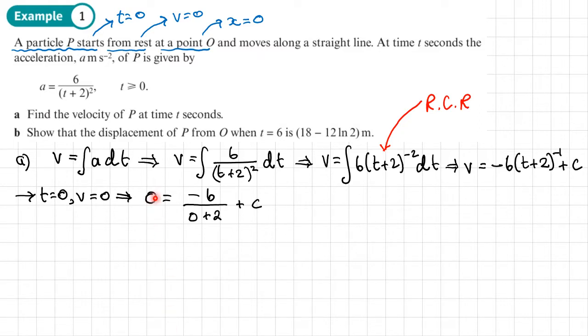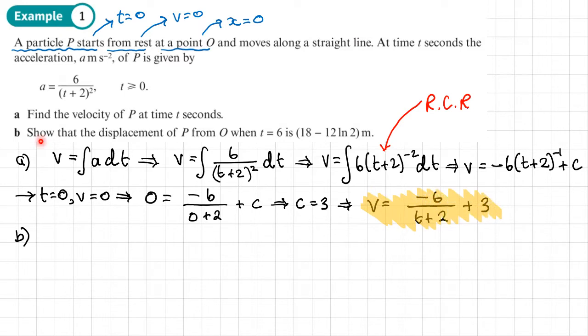So what have we got? 0 equals, this is going to be negative 3 plus c. That means that c is equal to 3. So now my full expression for the velocity is, and I'll write it like this, minus 6 over (t plus 2), or I could write it as (t plus 2) to the power negative 1 plus 3. That was the value of the constant of integration. That's the answer for part A.